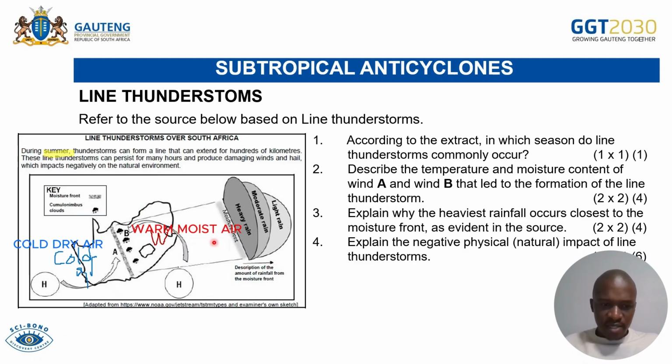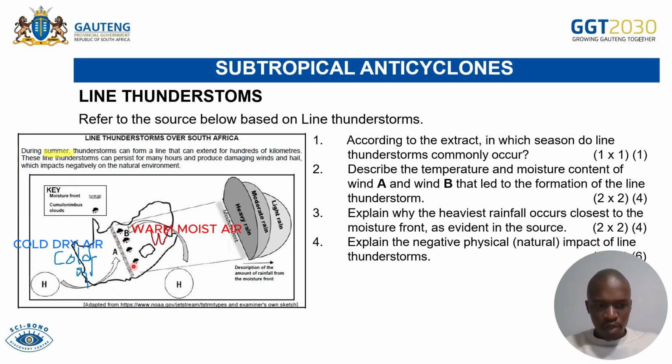Now if you look at what they did here, this is the moisture front. They put it here on the side, right? And they are showing us that closer to the moisture front we have the heaviest rainfall, right? But as you move further away, there's now moderate rainfall and then light rainfall, right? So the rainfall becomes lighter as you move away from the moisture front, but closer to the moisture front there is more heavy rainfall.